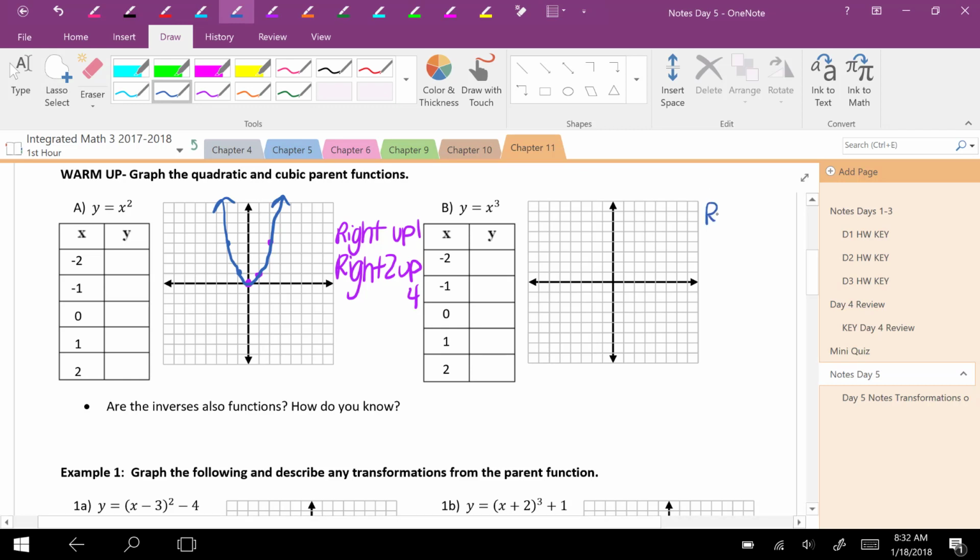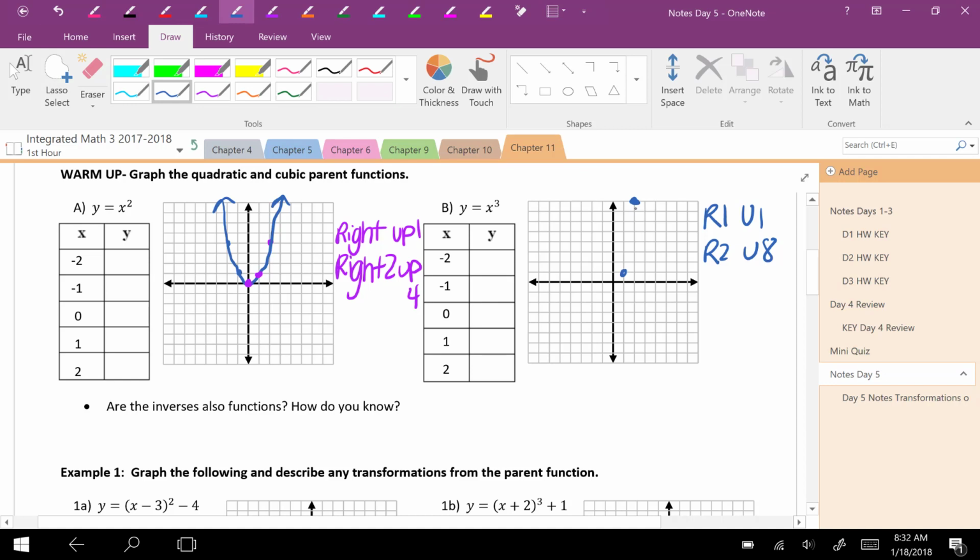It was right 1. I'm just going to put r for right, so I don't have to write it out every time. It was right 1, and then up what? 1. So right 1, up 1. Then we went right 2, up what? 8, because 2 cubed is 8. So 1, 2, 3, 4, 5, 6, 7, 8.